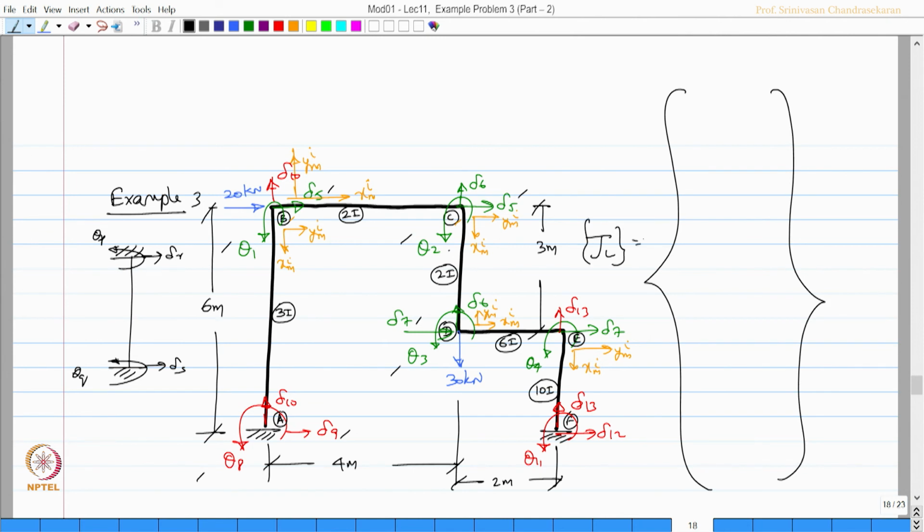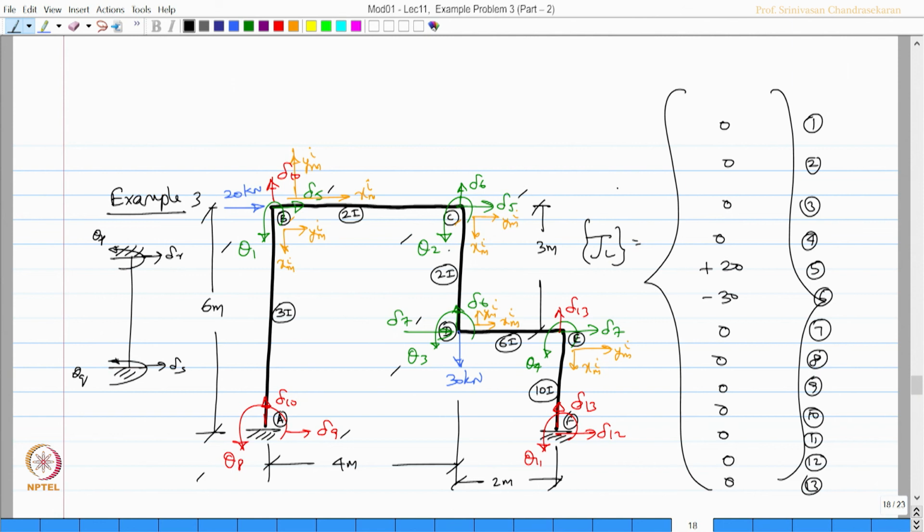So the joint load vector will be, let us say there is no load on T1, 0, 1, 2, 3, 4, 5, 6, 7, 8, 9, 10, 11, 12 and 13. Okay, the 13 degrees of freedom. So no load on 1, 0, no load on 2, you can see here 0, and at 3 there is no moment, so 0, at 4 no moment, 0, at 5, which is the translation, there is a force, okay, so plus 20, okay. Then 6, there is a load which is down, so minus 30, okay, and 7 is translational, no load, 0, 8 no load, 9 and 10 again no load, 11 no load, 12 and 13 no load. That becomes my joint load vector.